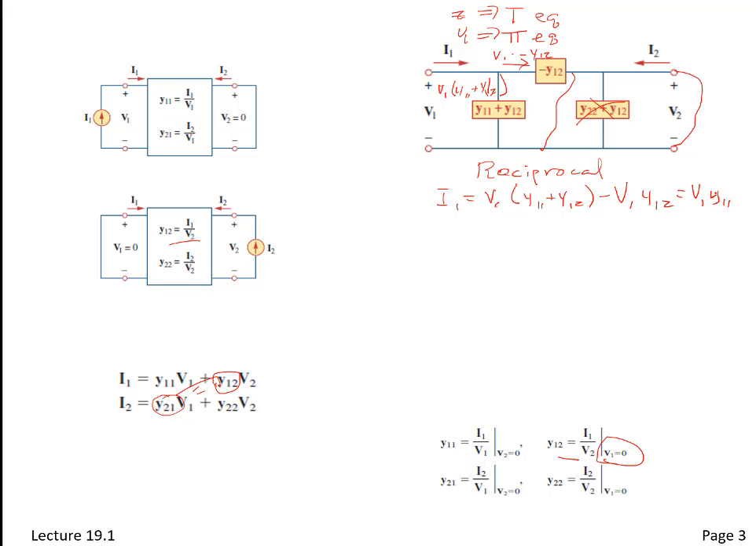Okay, same thing happened in the T equivalent circuit for impedances, right? What you can notice is in the pi equivalent, we're really chasing current, right? That's what the equations are about right here. They're about current.